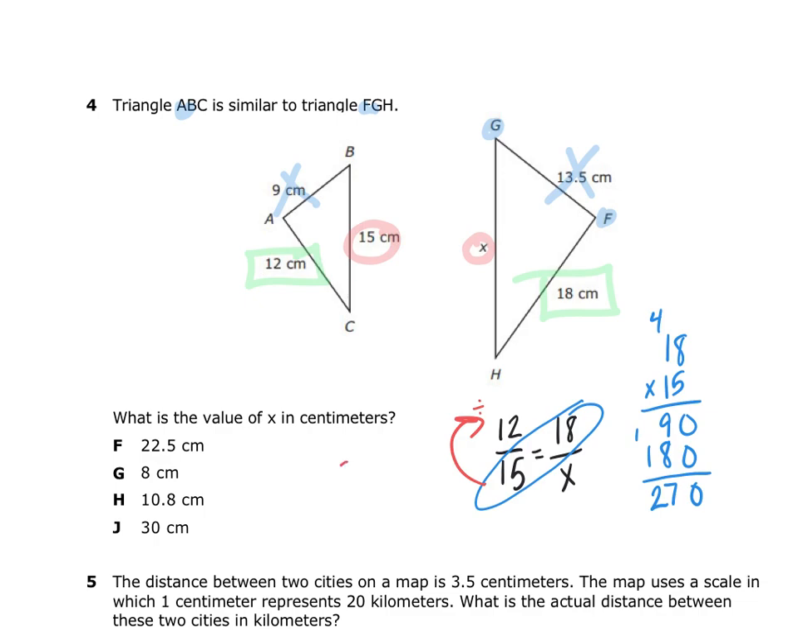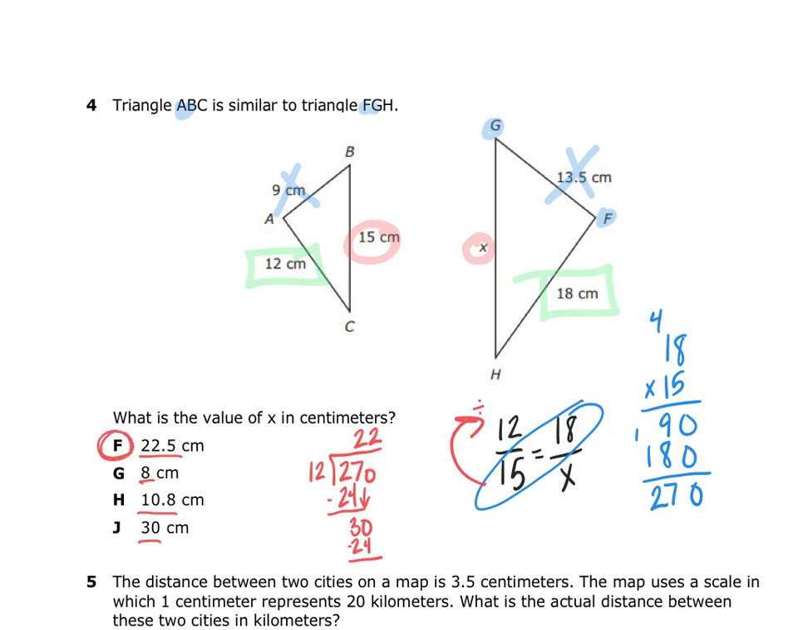So 270 divided by 12. That would be 22.5, 2, 2 again. Now here's where I'm going to use my answer choices to help me out. I see that I have a 30, 10.8, 8, and 22.5. I don't even have to keep going. I'm confident in my math. I know that none of the other answers come close to 22, so it has to be F.